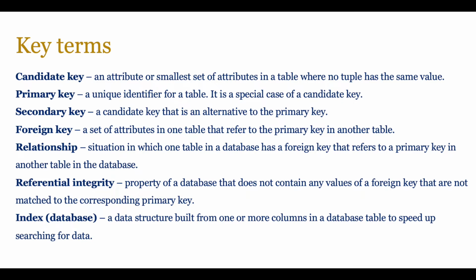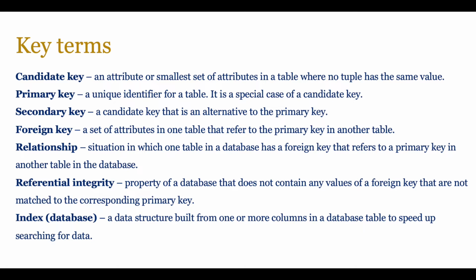And referential integrity is the property of a database that does not contain any values of a foreign key that are not matched to the corresponding primary key. So that means that if the primary key doesn't exist in the main table, that foreign key will not exist in any of the other tables. Otherwise, you might be pointing to a record that does not exist.